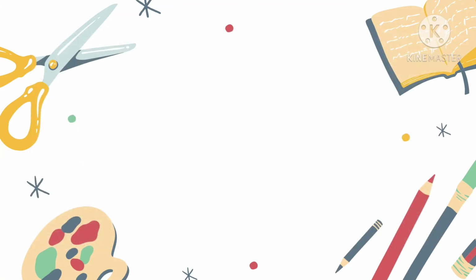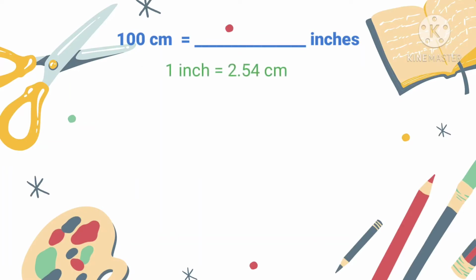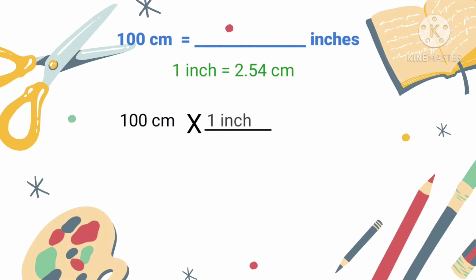Let's now proceed to conversion. 100 centimeters is equal to blank inches. Based on the metric conversion chart, we identified that 1 inch is equal to 2.54 centimeters. Let's do the calculations. Let's write 100 centimeters. We will use multiplication as the operator. Since we are searching for the value of inches, we are going to put 1 inch as numerator and its equivalent in centimeters as denominator.